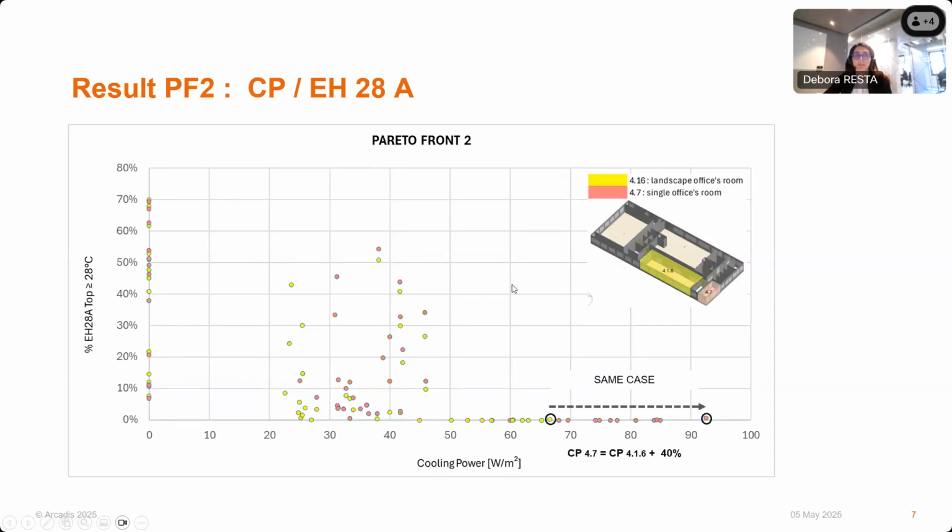The same graph highlighting the room type, so the landscape and the smaller room, shows how for the same case study, room geometry and window ratio play a significant role. A 40% increase in cooling power is required to arrive at overheating less than 10%.